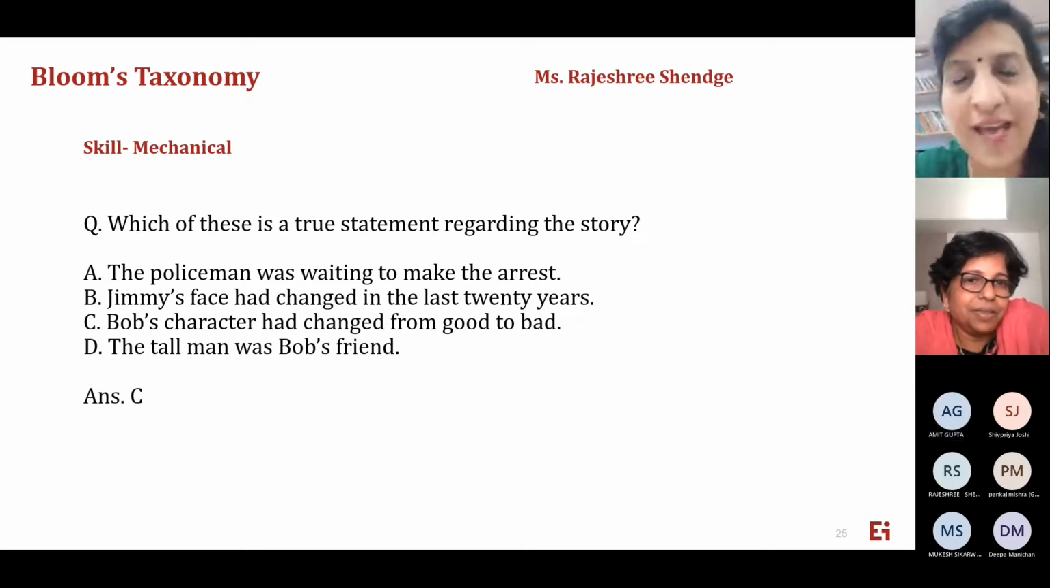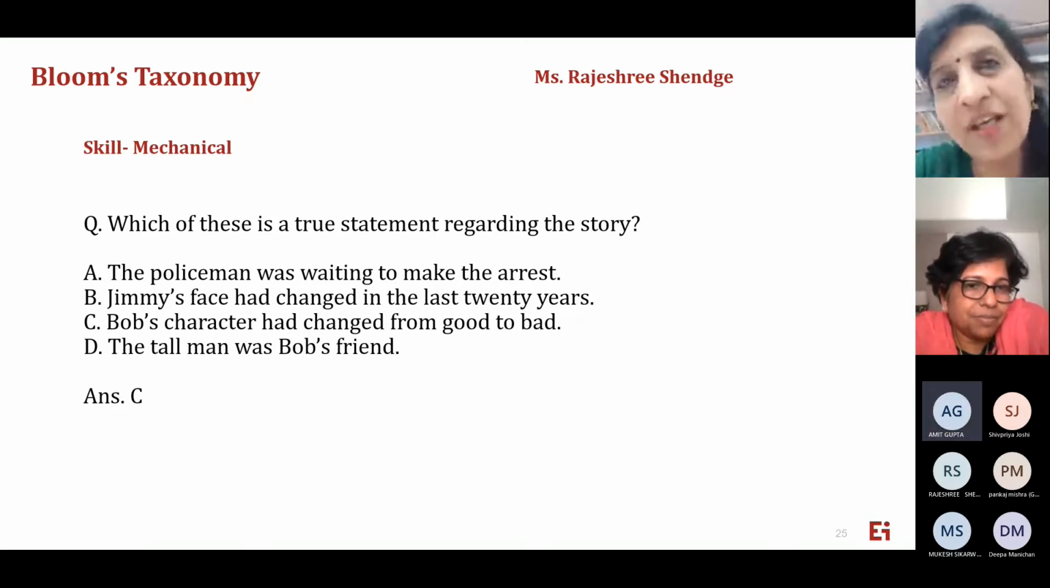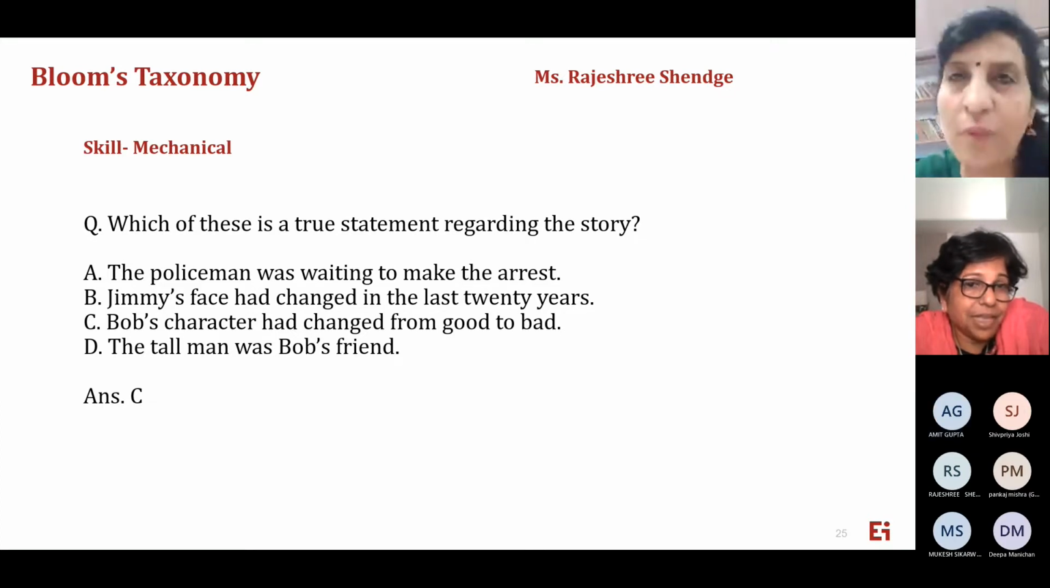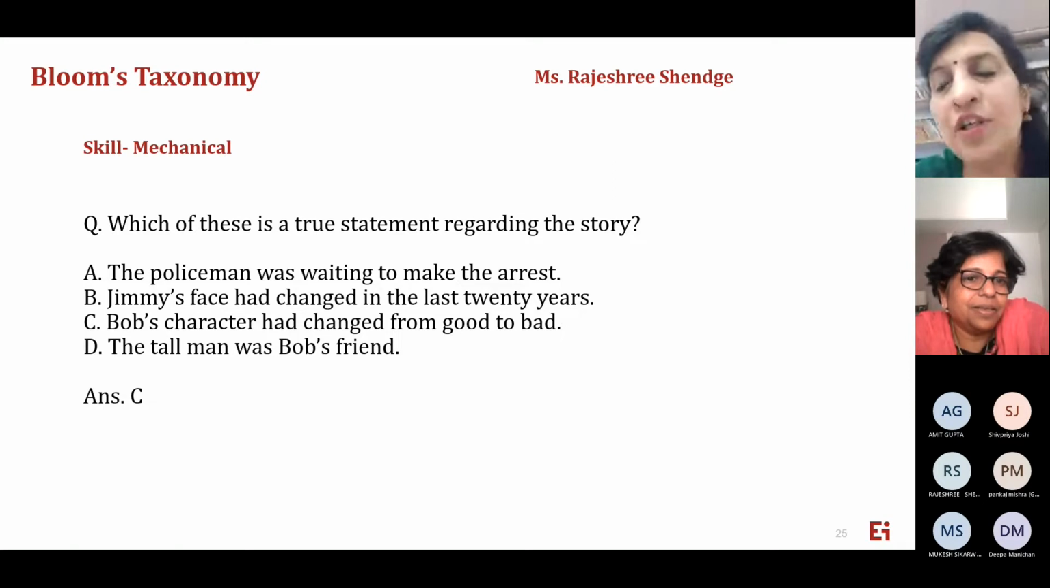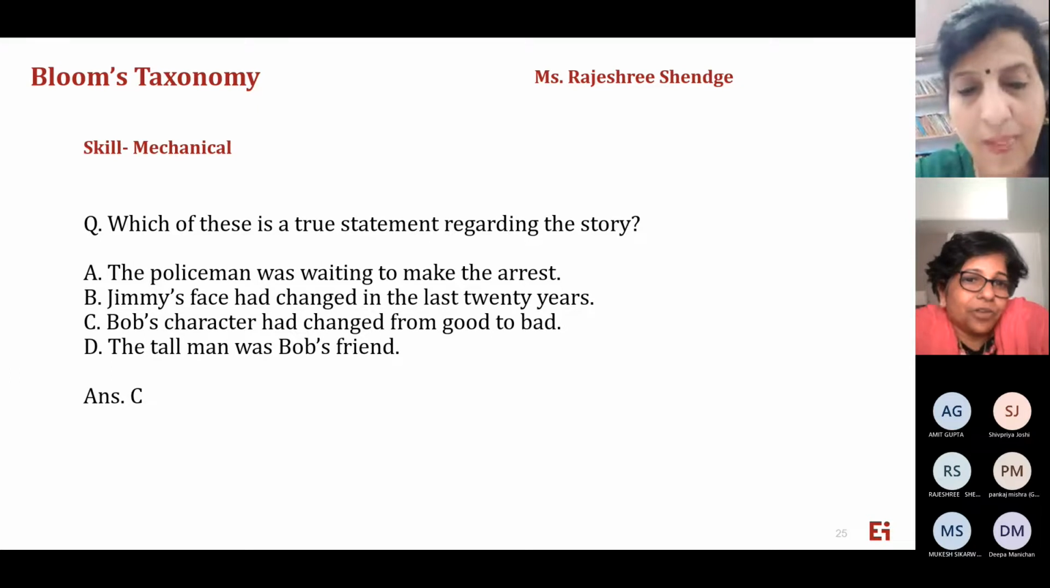Being a cop, initially he came to meet his friend, but when he saw Bob's face, he decided that he needed to arrest him. So I think it is not simply a recalling based question; it is an understanding based question. For example, if you see option C, Bob's character had changed from good to bad.